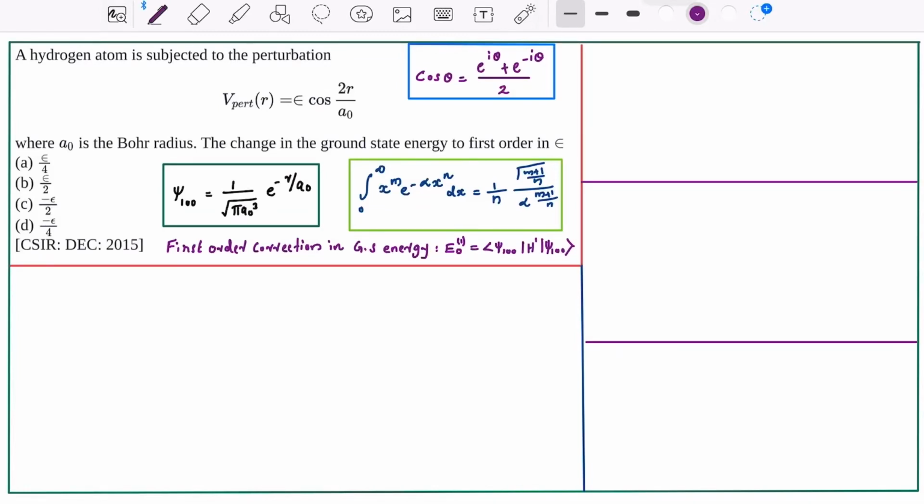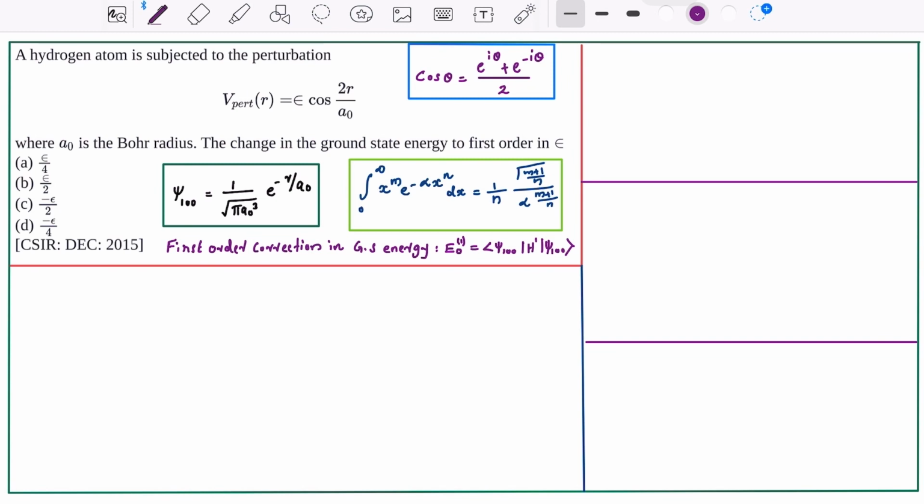Problem 20, Quantum Mechanics. The question is, a hydrogen atom is subjected to the perturbation V(R) equal to epsilon cos(2R/A0), where A0 is the Bohr radius. Find the change in the ground state energy to first order in epsilon. In the question, a perturbation is given to the hydrogen atom. We have to find the first order correction in the ground state energy of the hydrogen atom.